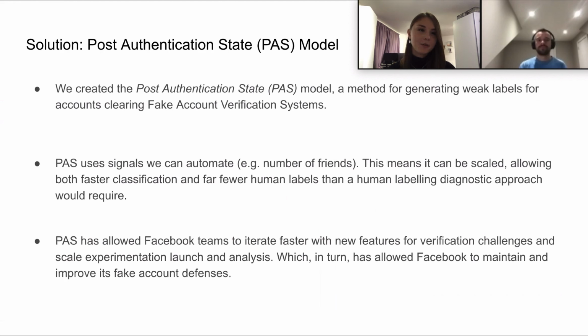We created the post-authentication state model, which I'll refer to as the PASS model. It's a method for generating weak labels for accounts clearing fake account verification systems. PASS uses signals we can automate, for example, number of friends. This means it can be scaled, allowing both faster classification and far fewer human labels than a human labeling diagnostic approach would require. PASS has allowed Facebook teams to iterate faster with new features for verification challenges and scale experimentation launch and analysis, which in turn has allowed Facebook to maintain and improve its fake account defenses.